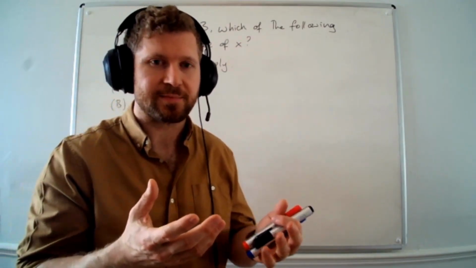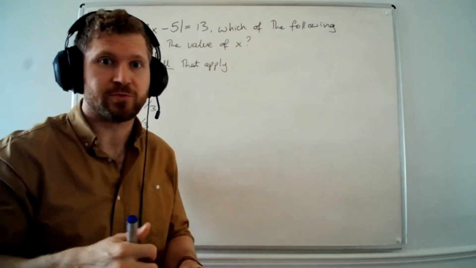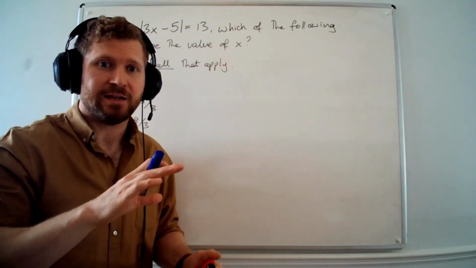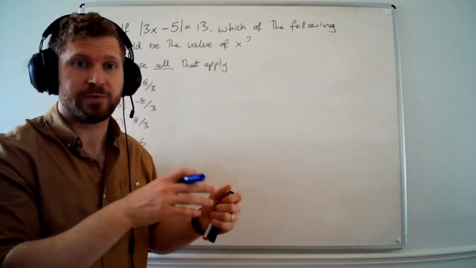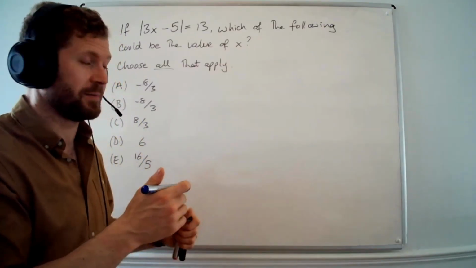And now we're looking at these absolute values. So I've got this equation: the absolute value of 3x minus 5 equals 13. And we're asked which of the following could be the value of x. Now, there's two ways of looking at this absolute value question. And just like the last problem, I'm going to look at both of them so that you've got both options. You can deal with questions however they come at you.